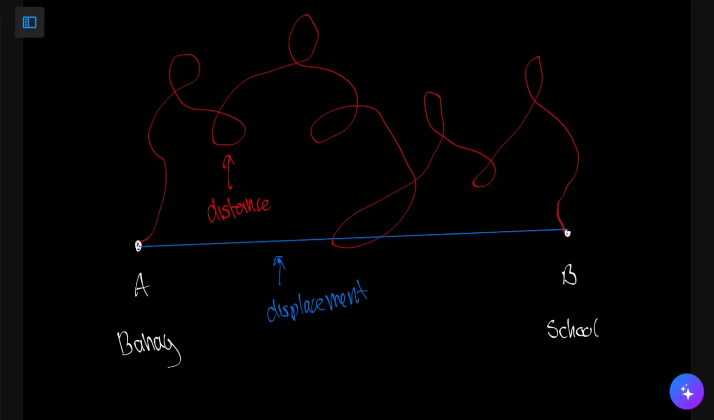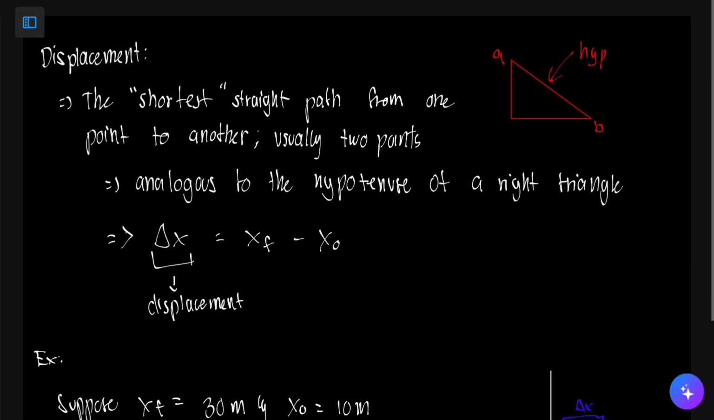So if your distance is the total area covered during your journey, your displacement is the shortest path from A to B. So the shortest straight path rather from A to B. So basically, it doesn't account for the total area covered during your entire journey, but simply just the distance between the 2 points. Okay, so in this video, we will talk about displacement. So displacement again is just the shortest straight path from one point to another, and it's usually between 2 points.